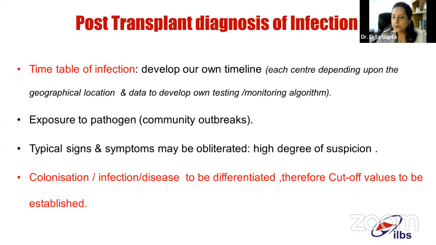Now, this was about pre-transplant screening and its role. Post-transplant, when the diagnosis of infection comes, one has to be careful about the timetable which I have described. Mind it, you don't have to depend upon the Western literature for your timeline, because the occurrence of infections differs from developing to developed countries. It may also differ from a city like Delhi, in North India, to a city in South India. So ideally, each center should develop its own timeline, understand what is happening, and develop its own testing and monitoring algorithm based upon the data they generate. We do not have to fall back on the Western data. They give you a broad timeline, but each center has to develop what is important when doing post-transplant surveillance for infection.